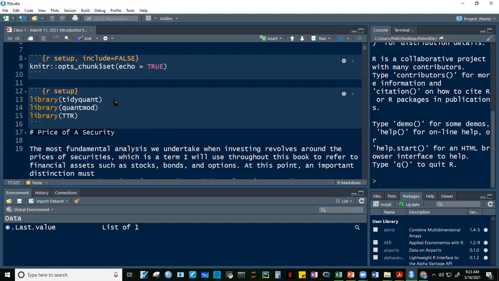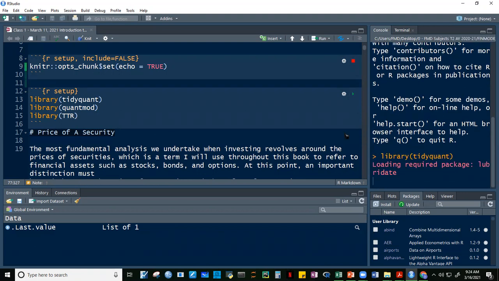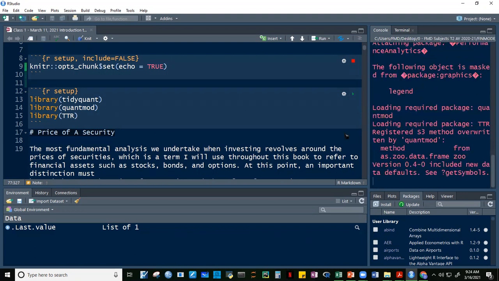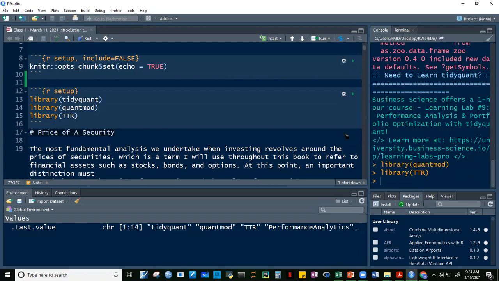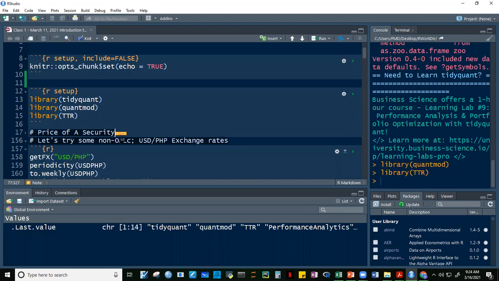Anyway, let's just install this. Have you installed TidyQuant, Quantmod, and TTR? Yes, sir. Okay, then let's set up our packages. Let's run this. Okay, so these packages are now available.